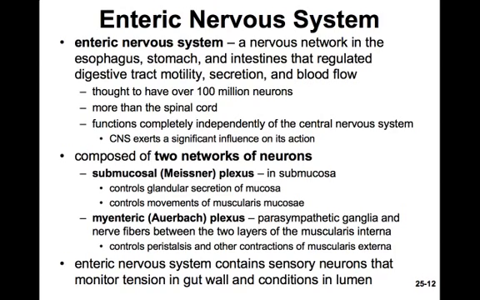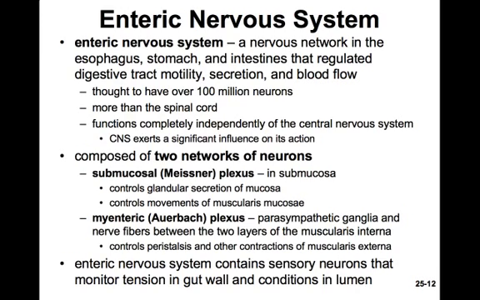Now, the enteric nervous system is often considered to be part of the autonomic nervous system, but opinions on its classification vary significantly. But it's a network of neurons that act independently from the central nervous system that surrounds the esophagus, the stomach, and intestines, and they regulate digestive tract motility, the secretions of substances into the digestive tract, and blood flow around the digestive tract. The system's made up of over 100 million neurons. That's more neurons than we see in the spinal cord.